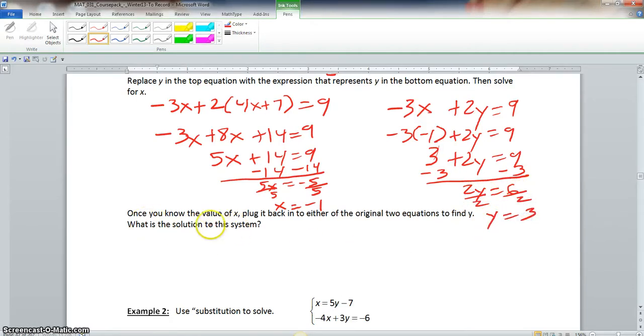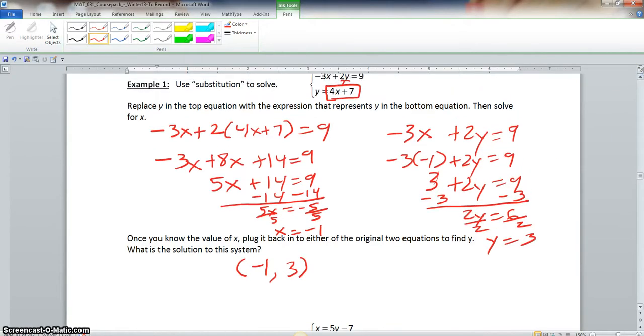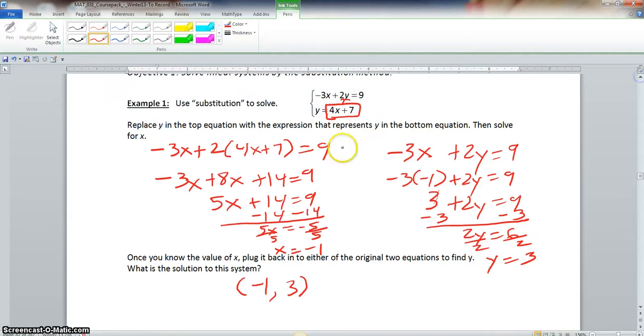Now it says, what is the solution to this system? The solution is negative 1, 3. The answer that we get here is the point of intersection. Now we could go back up here. Now, of course, you can do this at your leisure, but let's take a look here. If we put in negative 1 for x here, that will give us positive 3. Well, let me do that.